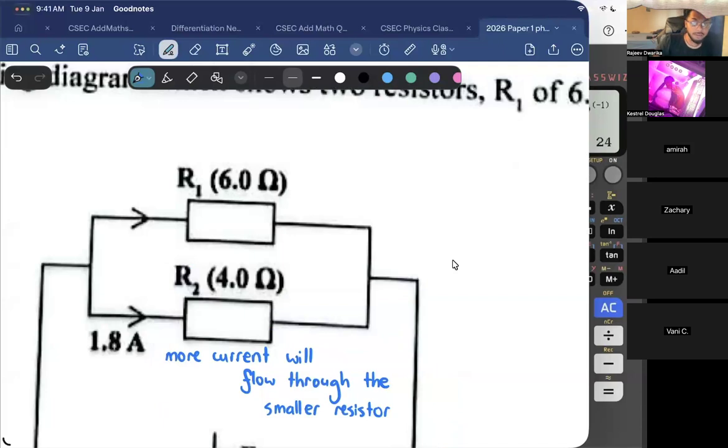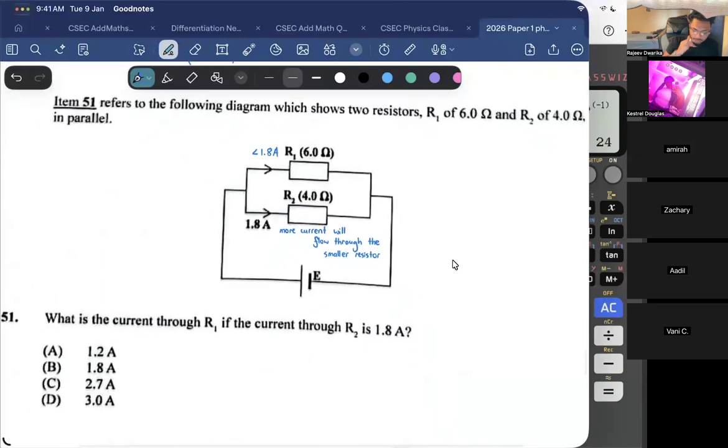Again, more current will flow through the smaller resistor. What's the smaller resistor, R1 or R2? R2. So will more current flow through R1 or less current? Less current. So the inequality would be less than 1.8 amps. What's the only option that's less than 1.8? 1.2. That's the answer.